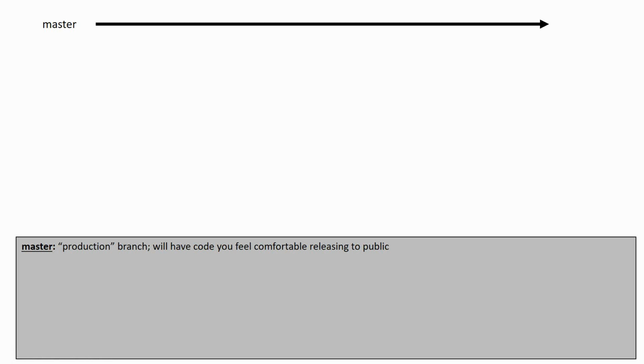Okay, so the basic idea is we're going to start off in GitHub and we're going to create a master branch. When we literally just create a project, it'll create a master branch for this. And we're going to consider this as our production branch. This is going to have all the code that we would feel comfortable releasing to the public. So if there's any code in there, it's basically code that we have packaged up and released to the public.